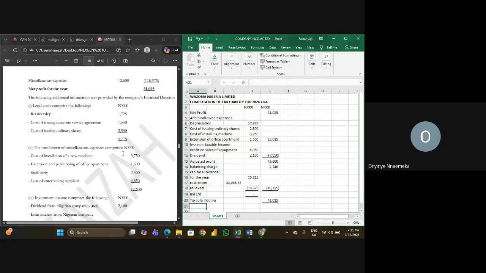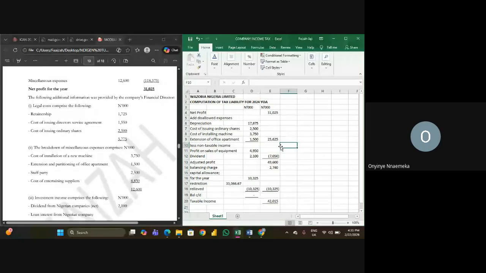What you do is to take your net profit as per your financial account. You add all the expenses that are disallowable under the tax realm. So if the tax office does not allow a particular expense, you add it back. I think we've discussed all the expenses that are not allowable in the last class, right? Everything has been discussed before.